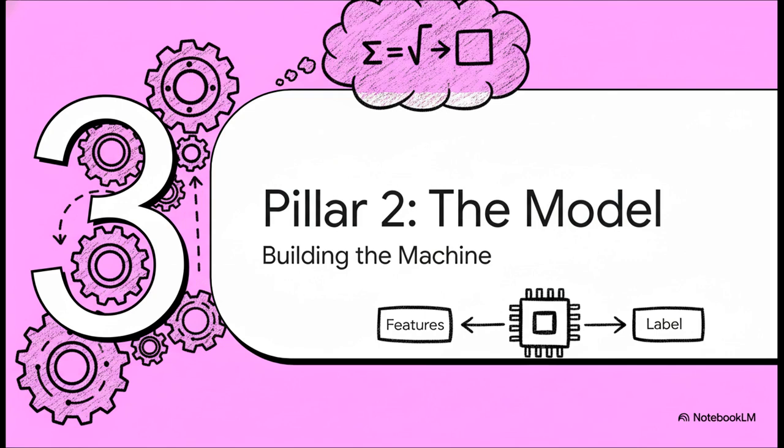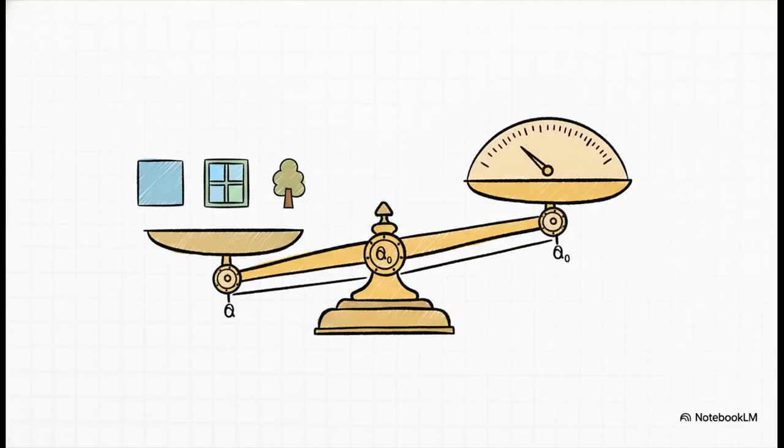Okay, we've got our raw materials. What's next? Well, now we actually have to build the machine itself. For that, we need a mathematical model, which is really just a hypothesis about how our features relate to the final answer. This is our second pillar. We're going to start with one of the most fundamental machines out there, linear regression. And this equation right here is its blueprint.